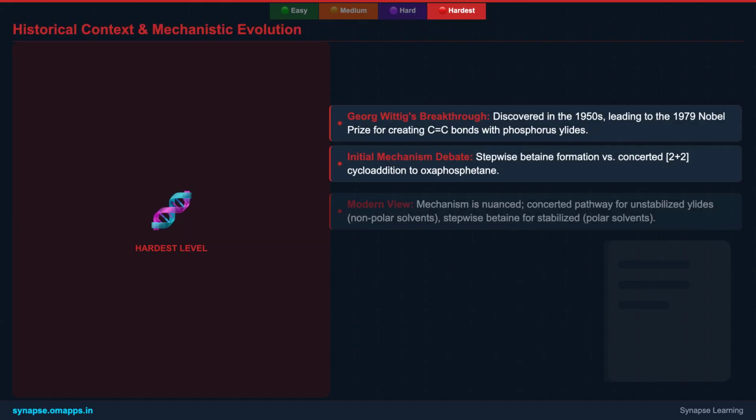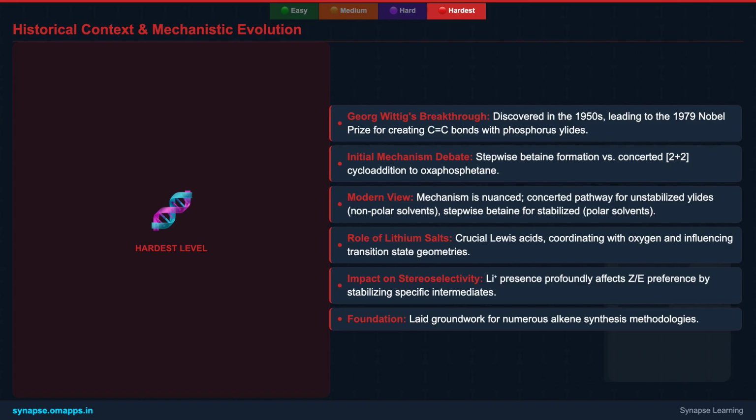Georg Wittig's discovery in the 1950s revolutionized organic synthesis, earning him the Nobel Prize. His pioneering work with phosphorus ylides provided an unprecedented route to construct carbon-carbon double bonds, a fundamental transformation for building complex molecules. Initially, the mechanism was debated: was it a stepwise betaine formation or a concerted 2+2 cycloaddition to the oxaphosphetane? Modern understanding suggests a nuanced picture, where both pathways can contribute, depending on ylide type, solvent polarity, and the presence of metal ions.